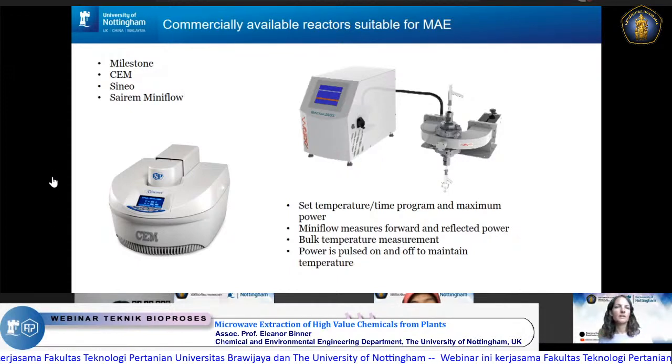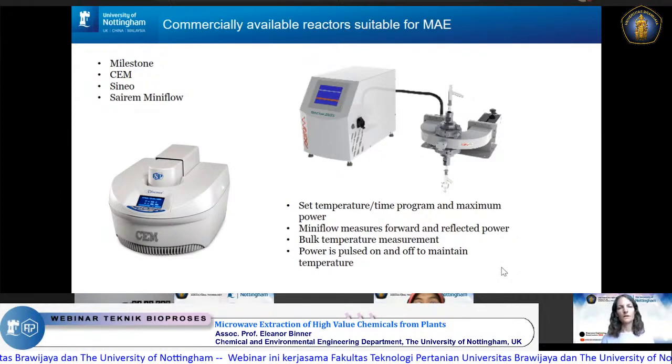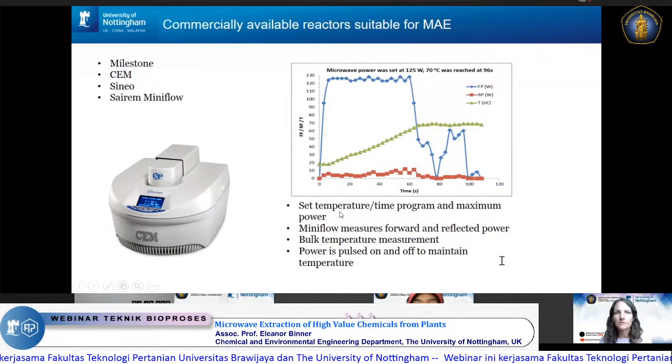These are the commercially available reactors that some of you may have in your labs for microwave-assisted extraction. Now, these are single-mode cavities, so there's a range of different manufacturers that you can buy them from. I've just put two there. We like using the mini flow in our lab, and the reason we like using it is because it's a single mode cavity, and we can control the forward and reflective power and record that, which means that we know how much power actually went in, so you get really good temperature control.